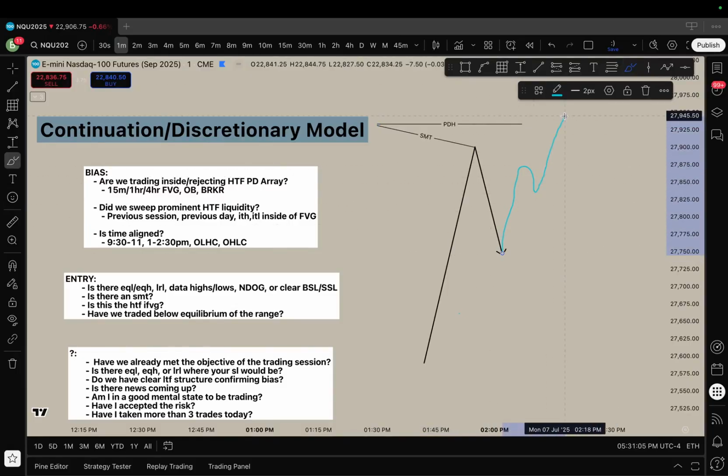ES already took it, and it's going to be hard to visualize this, especially as a beginner. I know I had a lot of problems with that because I would be thinking, oh my God, but it doesn't really look like NQ took it, right? So it should still go take it. But ES already taking that high shows that it's not necessary to take it again, right?